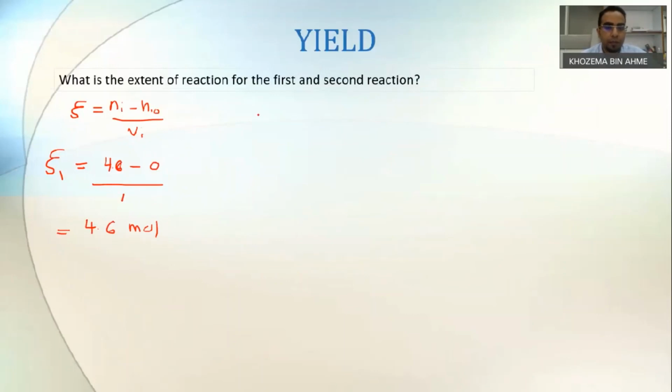And then for equation number 2, we can use the dichloropropane we have. We know that the final mole of dichloropropane is 24.5, minus initial mole 0, divided by the stoichiometric coefficient of 1. So we get the answer of 24.5 mole. So that is the extent of reaction for the first and second reaction.